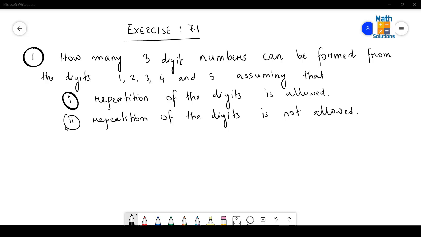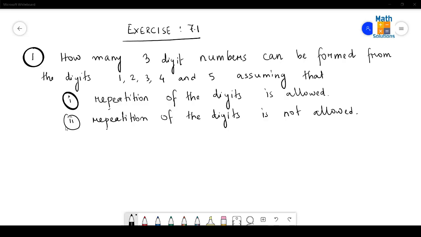Hello everyone. Through this video, we are going to discuss the questions of the first exercise 7.1 in the chapter of permutation and combination. So here goes the first question. Let us check what the first question says.